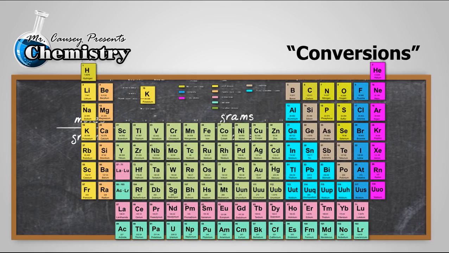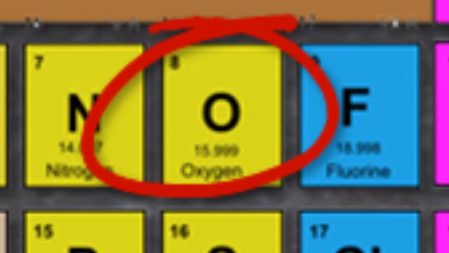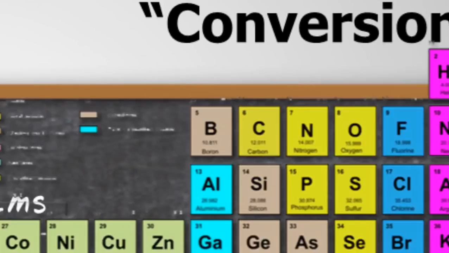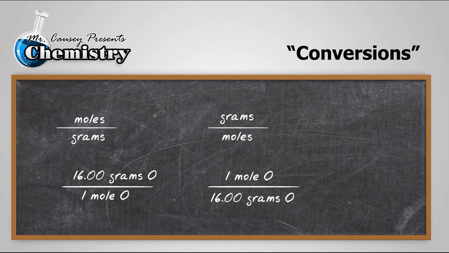I'll go to my periodic table and let's pick oxygen. And oxygen is 16.00 grams. And therefore, 1 mole or 16.00 grams of oxygen is 1 mole oxygen. And 1 mole of oxygen is 16.00 grams of oxygen. And with that knowledge that we can get from the periodic table, we can use to convert from molecules to moles to grams, or grams to moles to molecules.